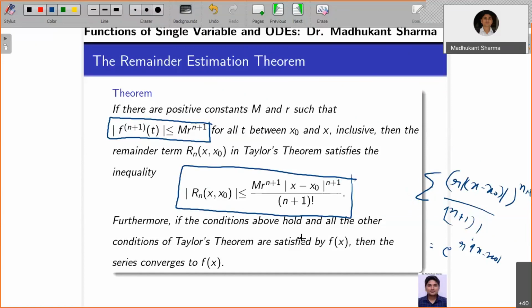So since this infinite series converges, definitely this tends to 0 as n tends to infinity. So if the condition above holds and all the other conditions of Taylor's theorem are satisfied, then the series converges to f(x). So as n tends to infinity, the remainder estimate tends to 0. Okay, right.